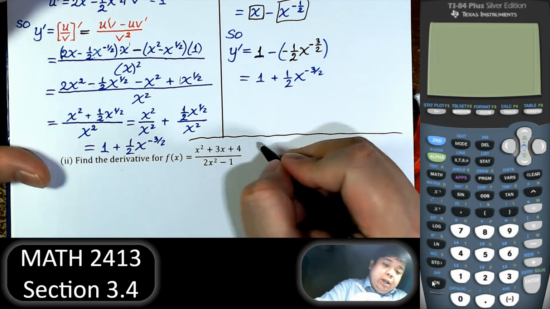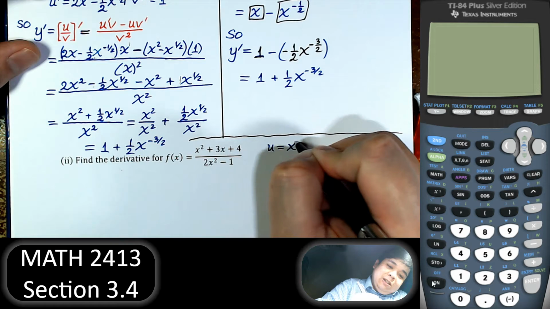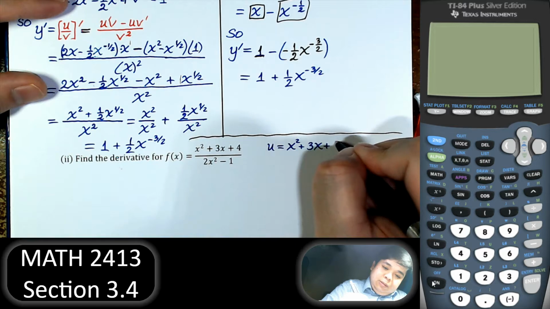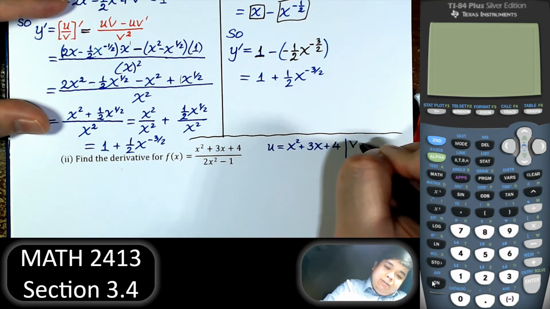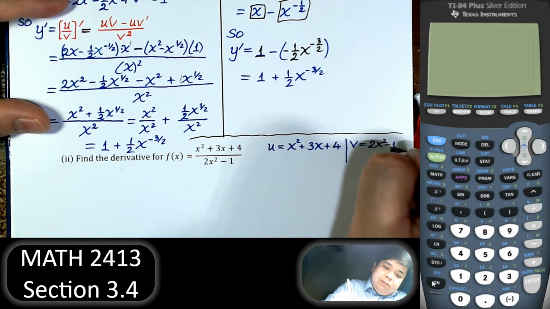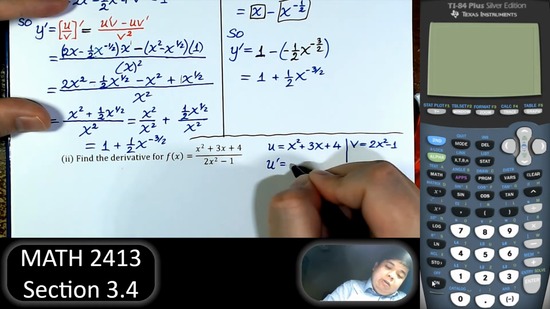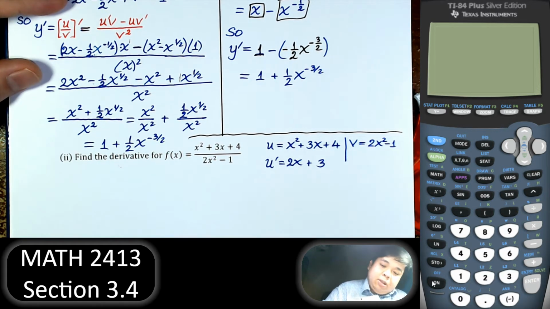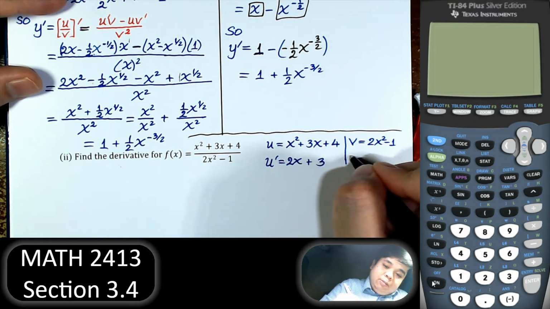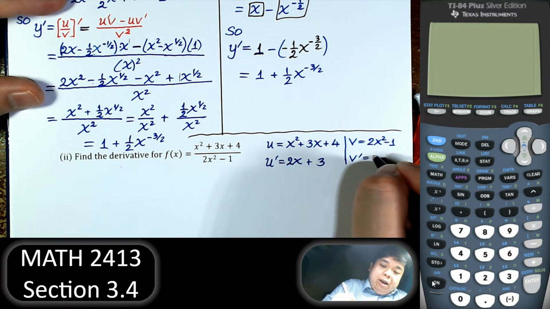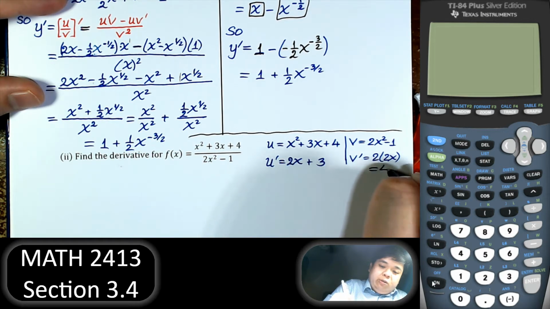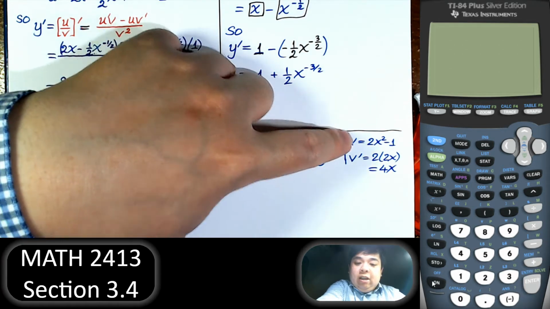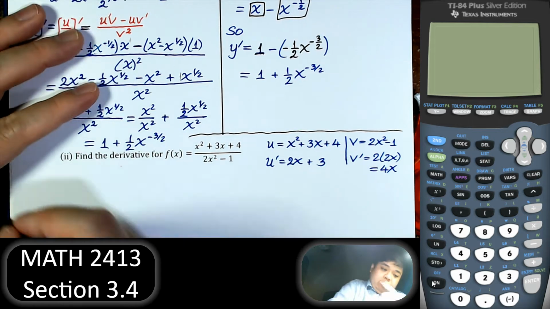So quotient rule, U is the top, V is the bottom. Derivative of that: derivative of x squared, 2x, derivative of 3x, 3. Derivative of V, the derivative of x squared is 2x, so 2 times 2x, or 4x. So we have U and its derivative, V and its derivative. It's ready for the quotient rule.